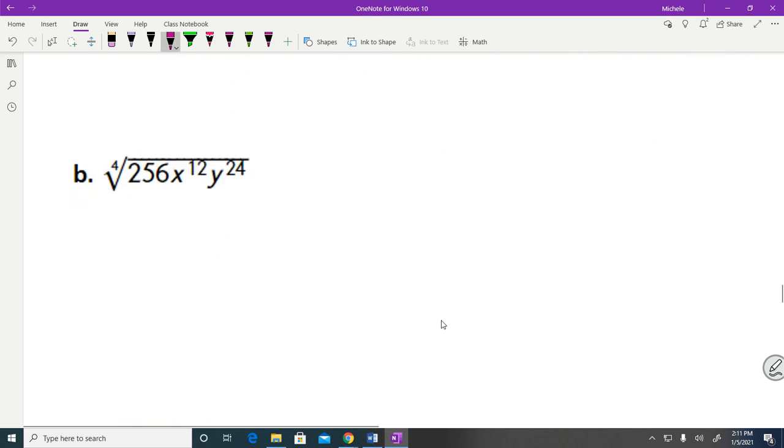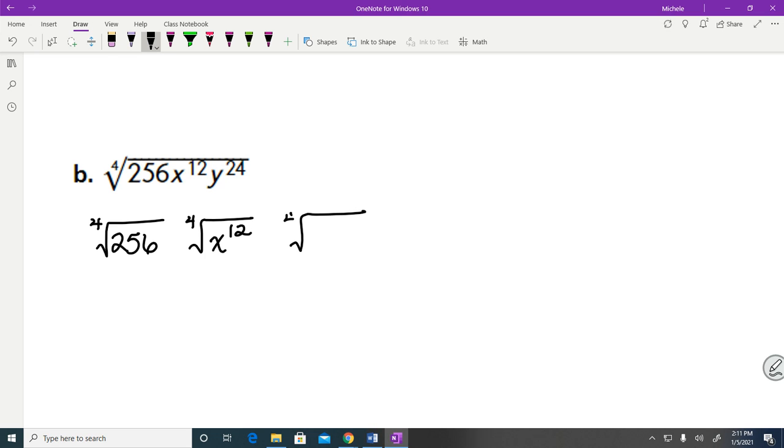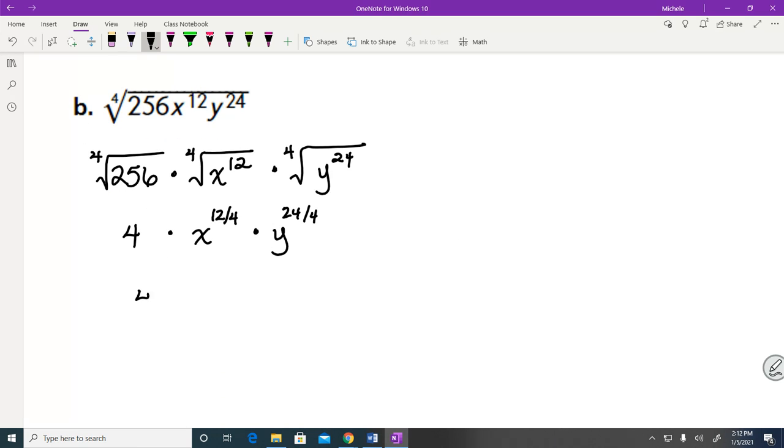On part B, I have the fourth root of 256, x to the 12th, y to the 24th. So again, I'm going to split that up into the fourth root of 256, the fourth root of x to the 12th, and the fourth root of y to the 24th. All right, well, the fourth root of 256 is 4. I need multiplication symbols here. The fourth root of x to the 12th is the same as x to the 12 over 4. And the fourth root of y to the 24th is the same as y to the 24 over 4. So if I do that division, 4x to the third, y 24 over 4 is y to the 6th.